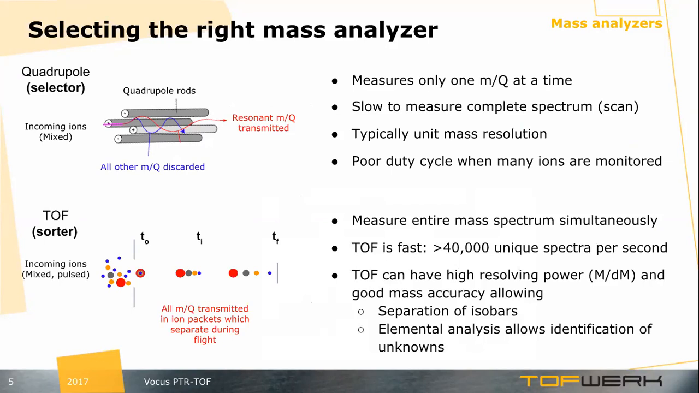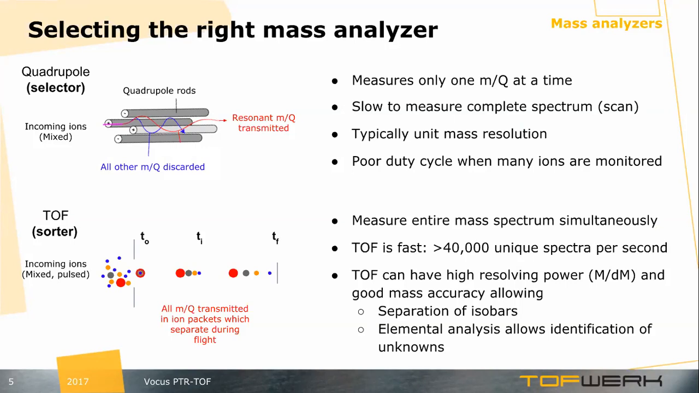So if you have a complex mixture and you need to measure lots of different masses all at the same time, a quadrupole will be very slow, and it will also be very hard to separate different compounds which have the same nominal mass, so isobars, because quadrupoles typically have unit mass resolution.